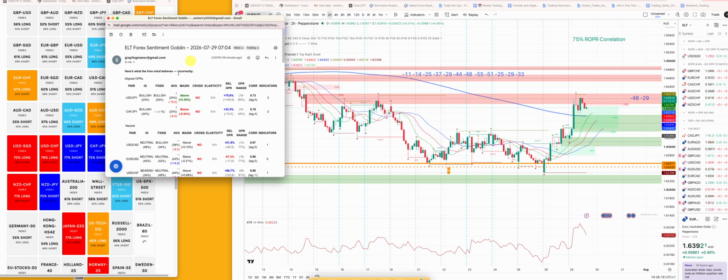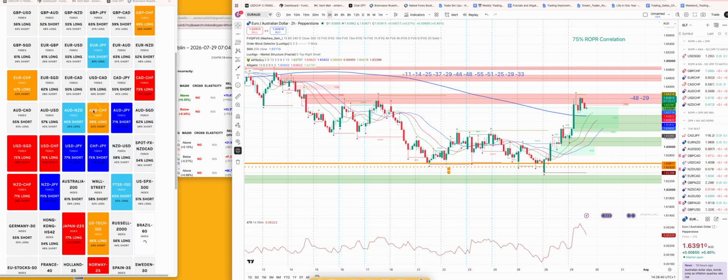Basically, I'm looking for pairs that are outside of the OPR, the general OPR. So if the retail crowd is trading one way, I want to know what the other way is, if you like, which is this column here. And this is how I trade. So I will explain that a little bit more.